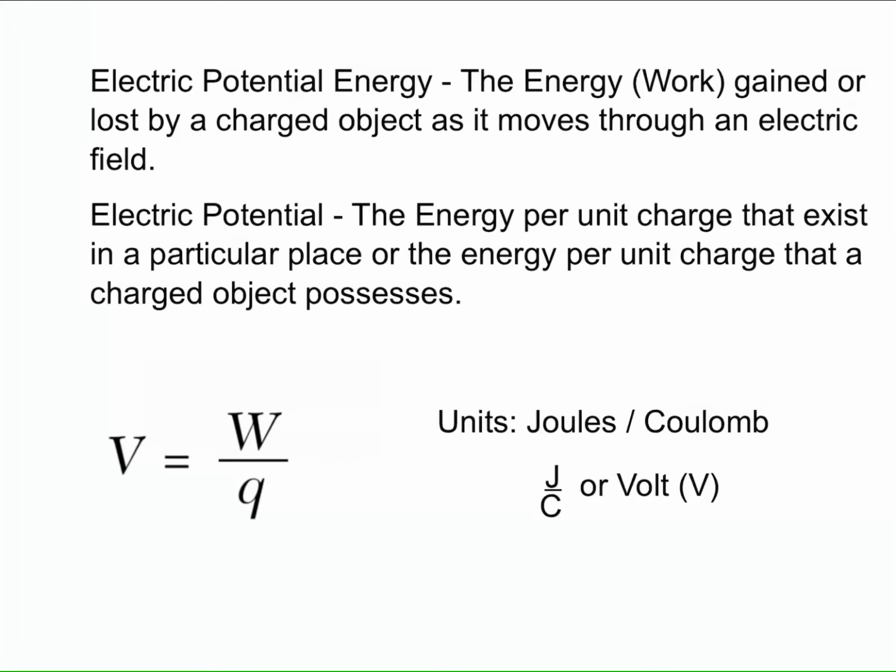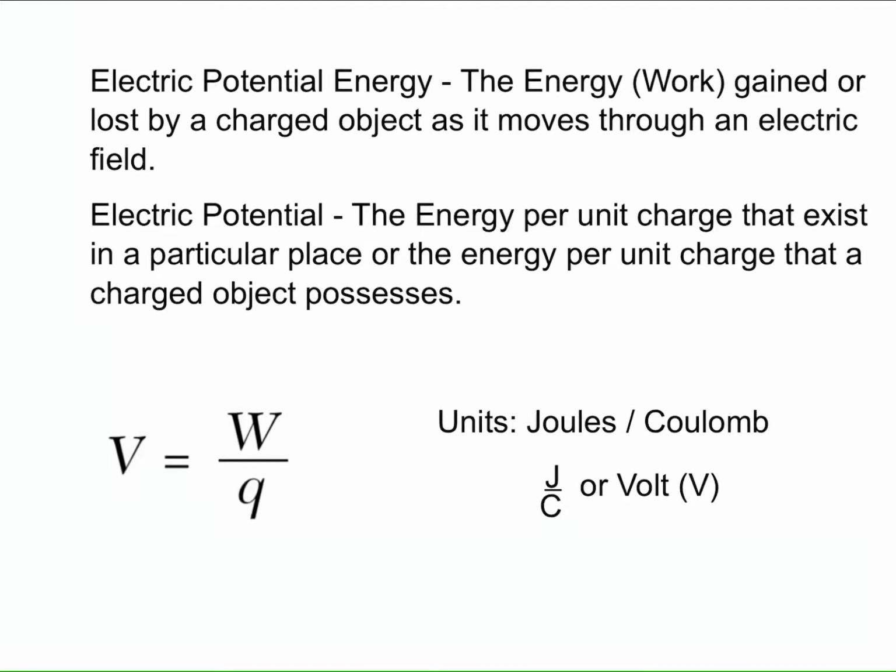Now, electric potential, similar idea, but there's no real analogy to this in terms of gravity. It's that same energy that we just talked about, but it's that same energy per unit charge that exists in a particular place in an electric field. So if I'm just at a random place in an electric field, it's how much energy a particular charge of, let's say, 1 coulomb would have if it were placed there.